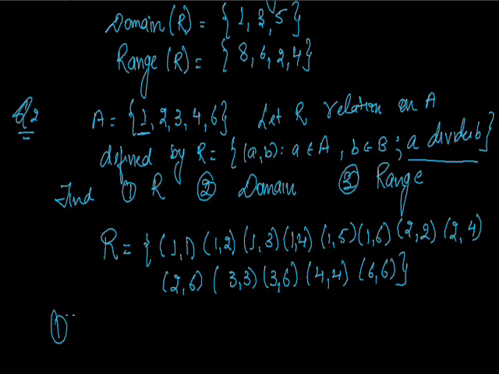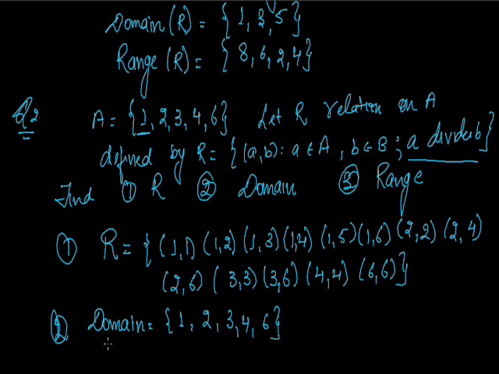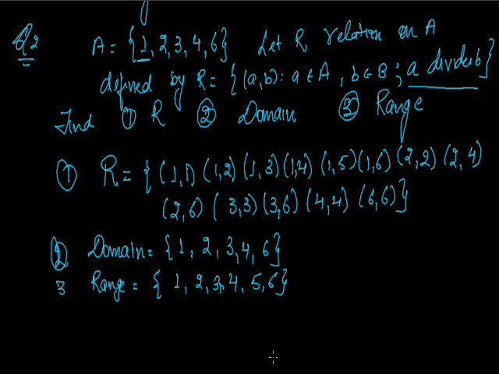So first one is relation, that we have found. Now second is domain. Domain is the set of first elements of the relation. So domain will be equal to 1, 2, 3, 4 and 6. This is the domain. Third one we have to find is range. Range will be equal to the second elements of the subset, that is 1, 2, 3, 4, 5, 6. These are the elements that will come in the range, and these are the elements that will come in the domain. But if we see, there is no element in common in domain and range.